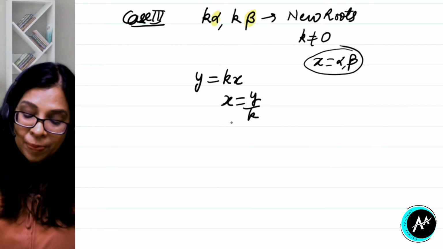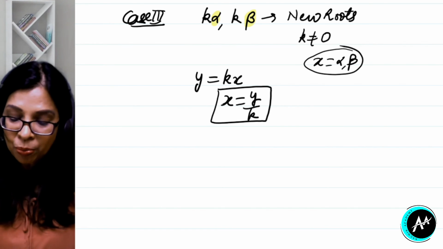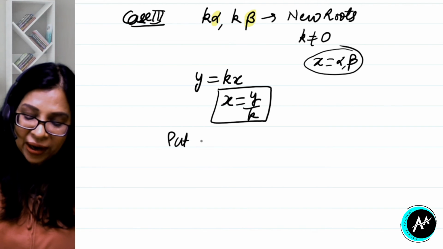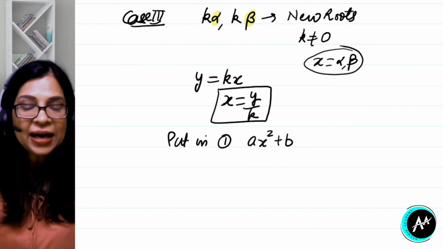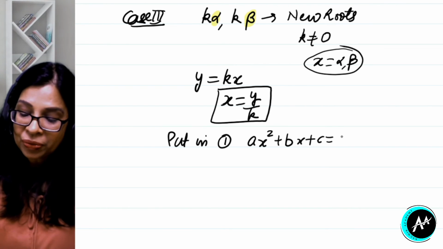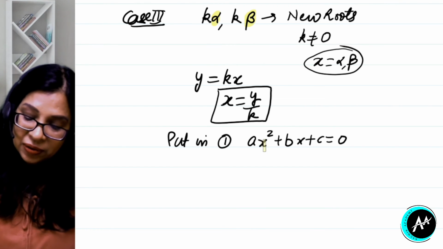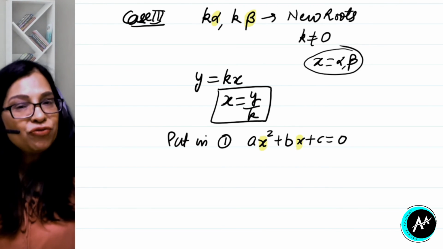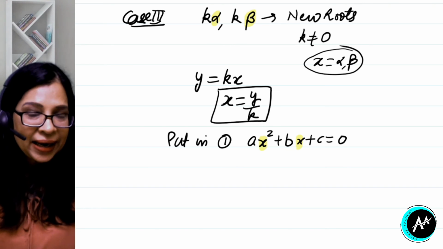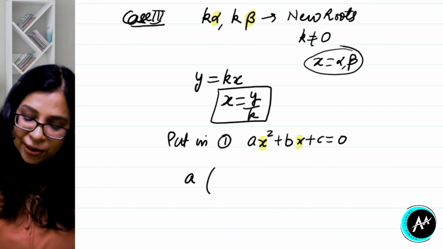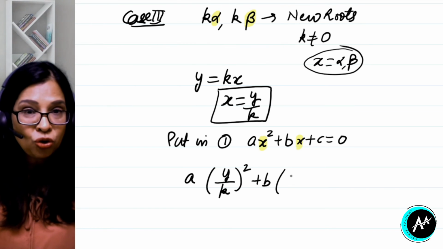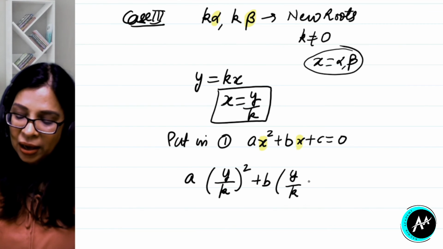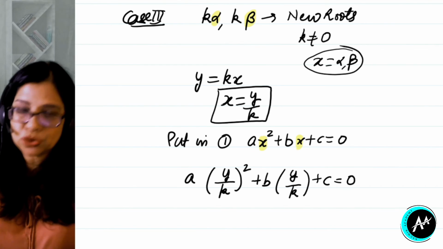यही होगा ना. अब क्या करना है? वही ओरिजिनल इक्वेशन में पुट करेंगे. So put in the original equation which was ax square plus bx plus c equal to 0. So let us replace. This x will be replaced by y upon k. So what are we getting? We get a into y upon k whole square plus b into y upon k plus c is equal to 0.